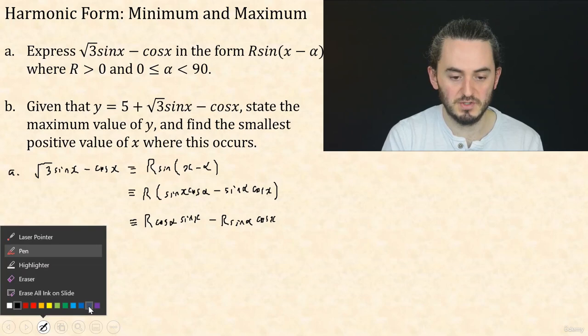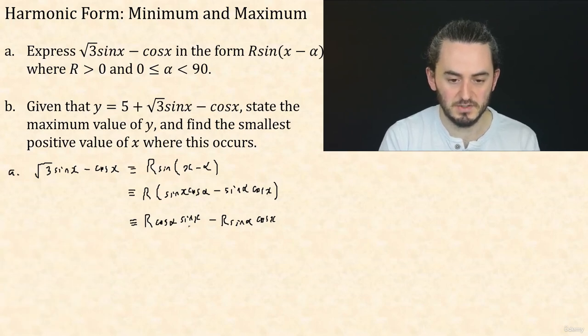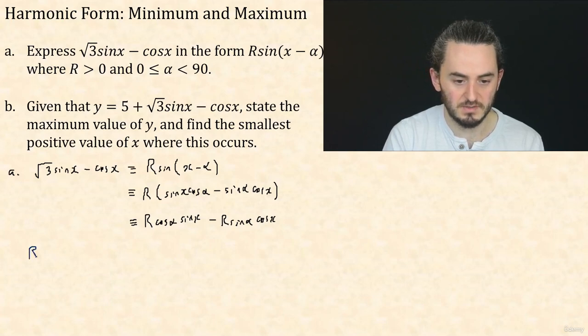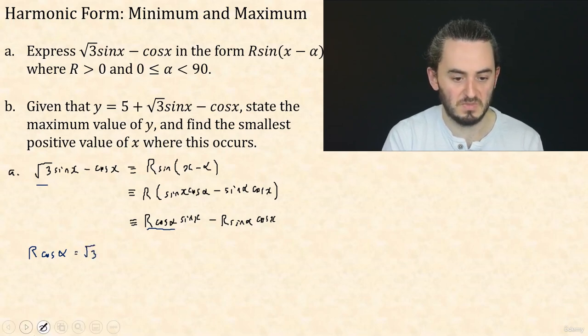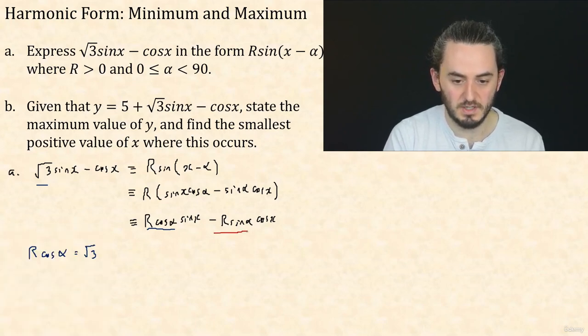Now it's comparing coefficients time, so I look at the sine x's first. I've got r cos alpha of them on the right hand side, r cos alpha sine x's, and I've got root 3 of them here, so that's just equal to root 3. Now I'll do the cos x's. I've got minus r sine alpha of them here, and that should be equal to minus 1, because I've got minus 1 cos x over there.